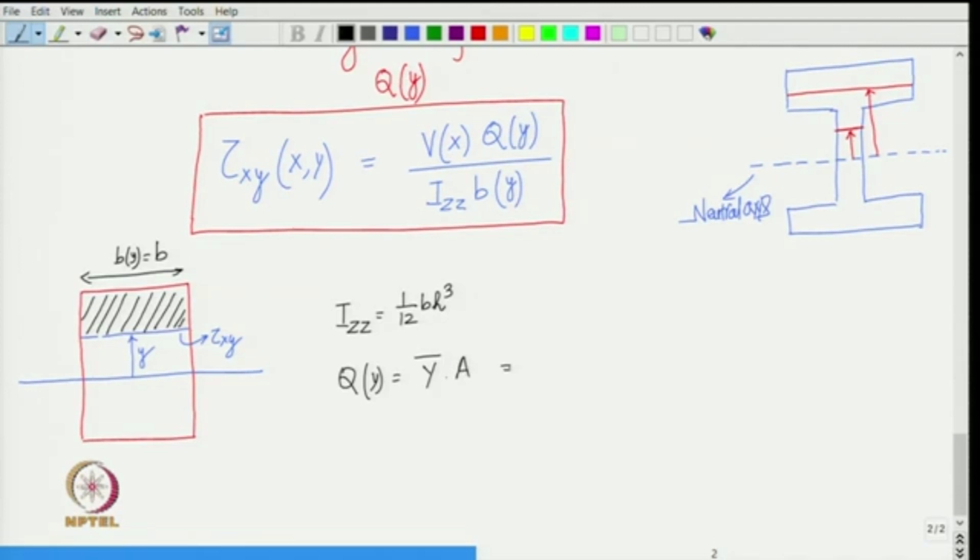Now, where is the centroid of this shaded area? So, you see this shaded area would be having its centroid somewhere in the middle. So, what is this distance? First of all, this distance, that is h by 2 minus y, correct.